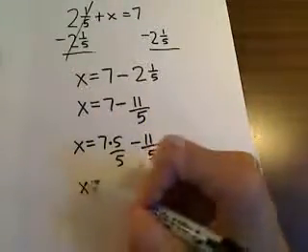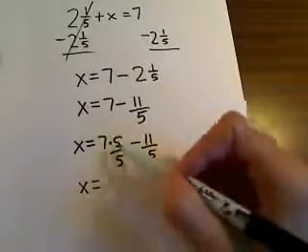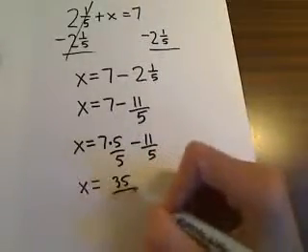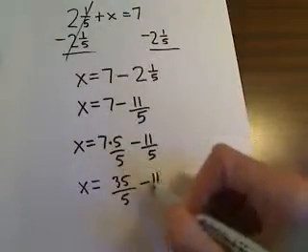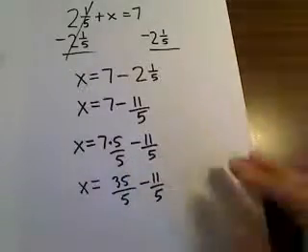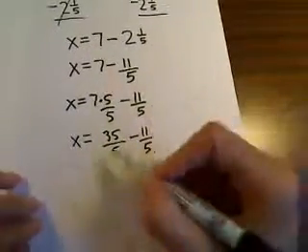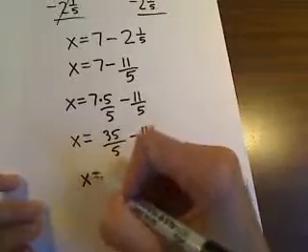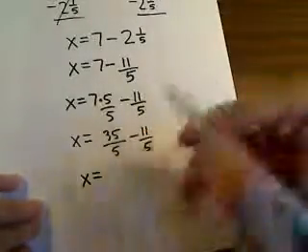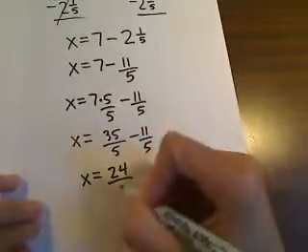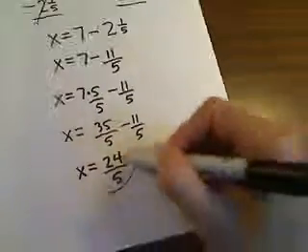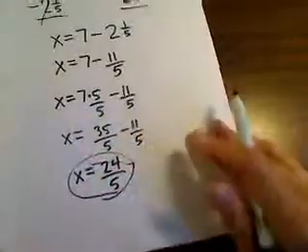And remember, when you're multiplying fractions, you multiply straight across. So this is 35 over 5 minus 11 over 5. And then once we have a common denominator, we can bring the numerators together. So 35 minus 11 is 24 over 5. And you'll notice that's the same answer that we got doing it the other way.